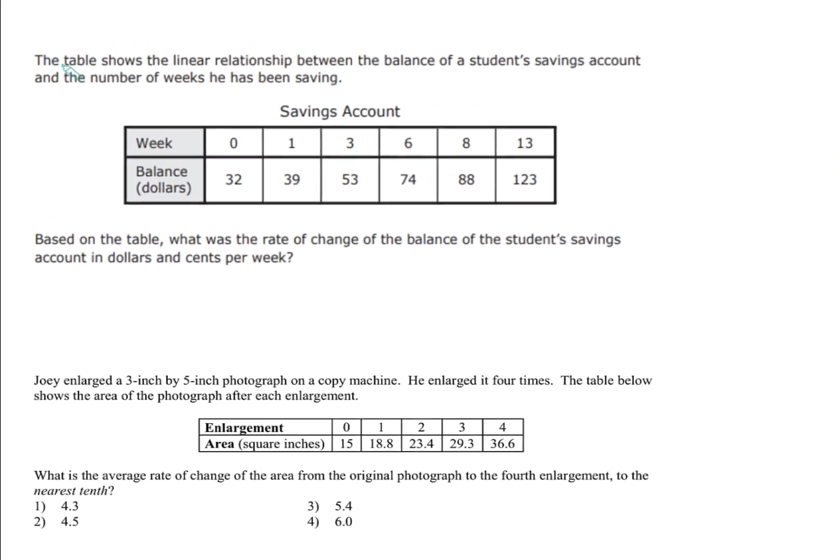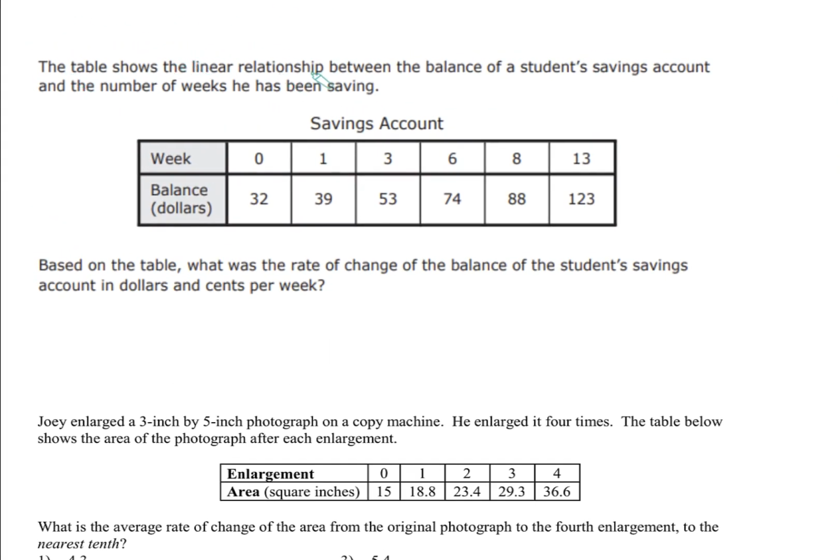So the first one says, the table shows the linear relationship between the balance of a student's savings account and the number of weeks he has been saving. This is the savings account, these are the weeks, and these are the dollars. Based on the table, they want to know what was the rate of change.